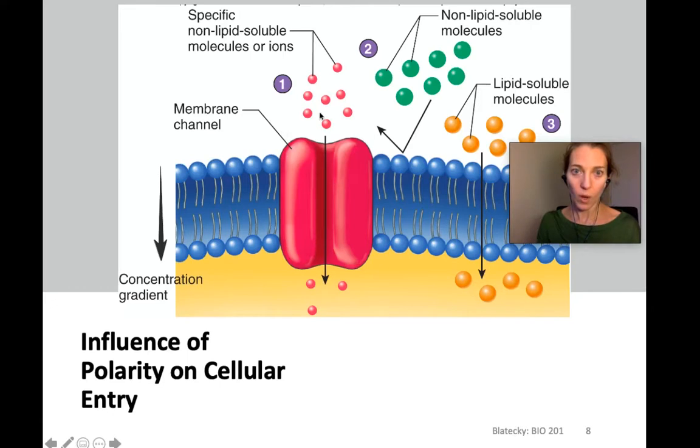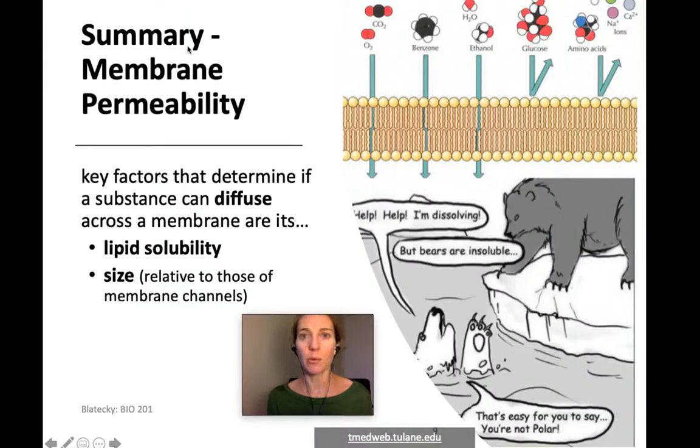Now, another thing that's highlighted here is that ions, so these charged molecules, will also need to have a membrane channel in order to gain access to the inside of the cell. So these are going to be calcium and magnesium and sodium and chloride. All of those ions, carrying either a positive charge, cations, or a negative charge, anions, are going to need a membrane channel.